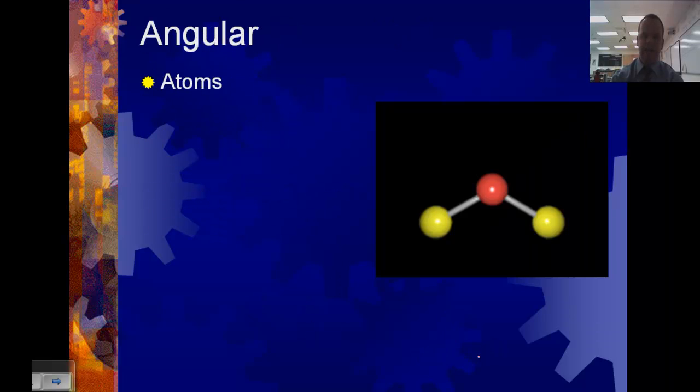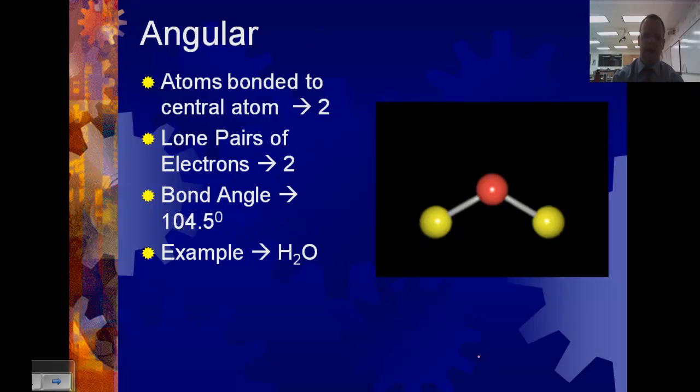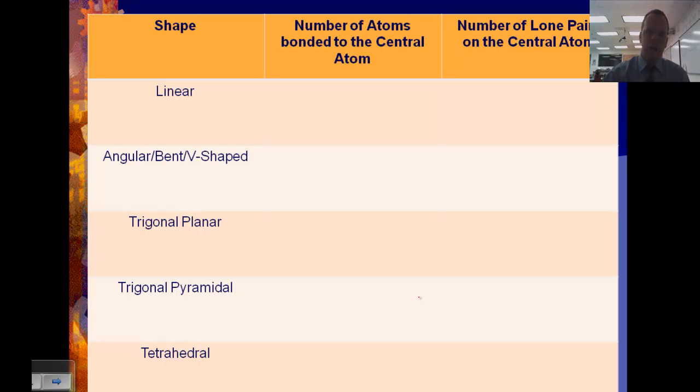And finally, angular. Angular has 2 things bonded to the central atom, 2 lone pairs, and an example of this would be water. If you draw water, just the Lewis dot structure, you could draw it like this, but in reality, that ends up forming a molecule that is flat, sits in a plane, but has this angular shape to it in 3 dimensions. These are the 5 shapes we need to know for this course. So let's review.